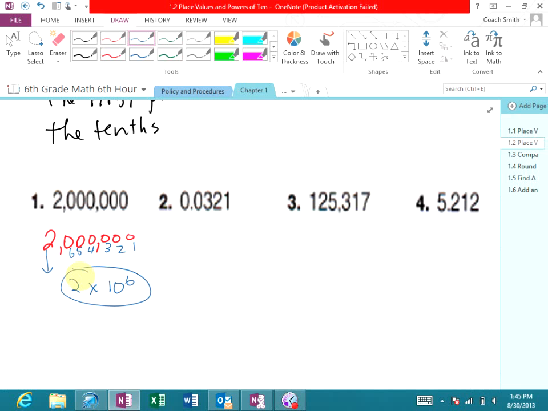Instead of just writing 2 million, in other words, if there were other digits here, let's say there was a 7 right here. Then yesterday you would have written 2 million plus the 7 right here would have been 7,000. So you'd say 2 million plus 7,000, and that's how you wrote it in expanded form. Well, instead of writing it that way, we're going to write it 2 times 10 to the 6th plus 7 times 10 to the 3rd because there's 3 zeros left.